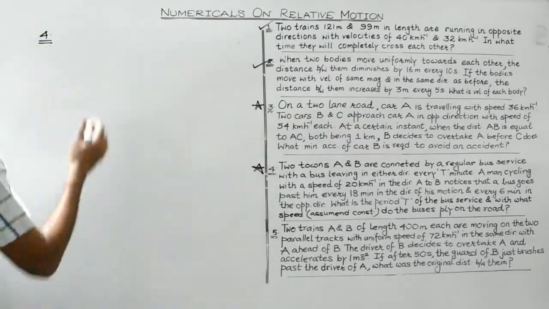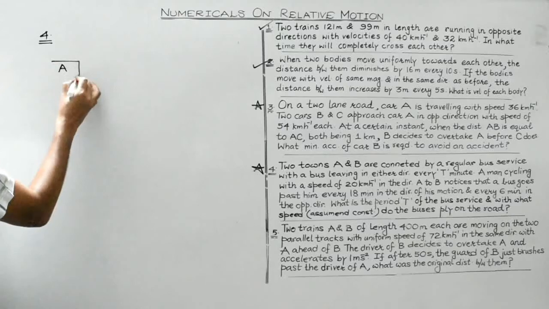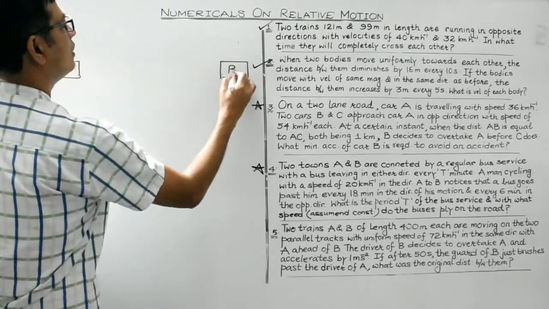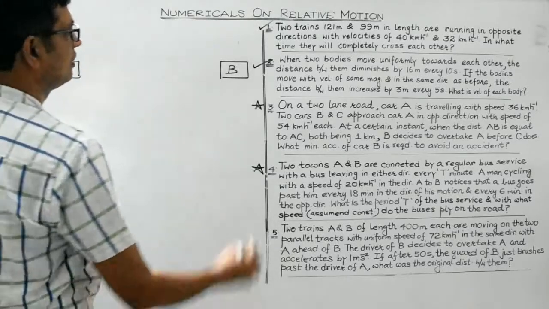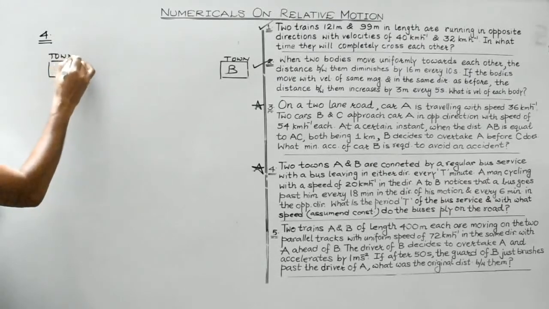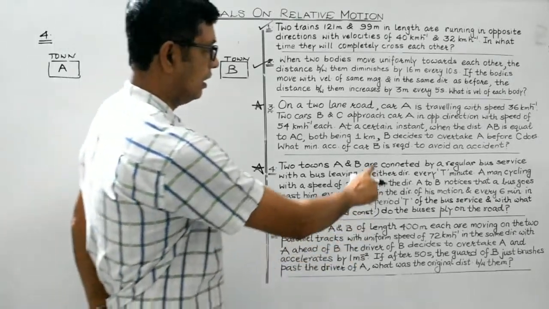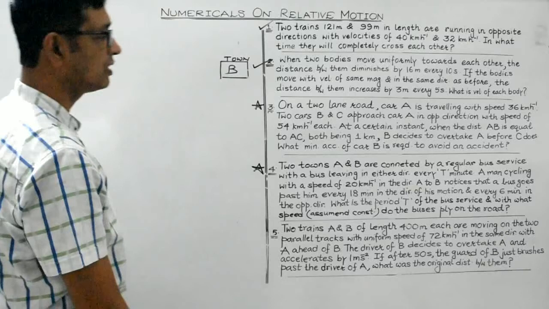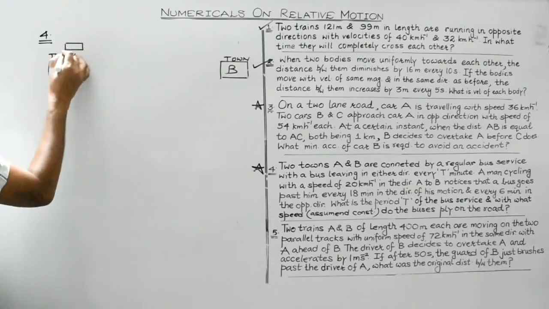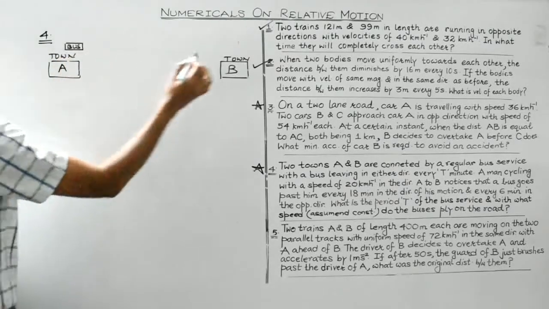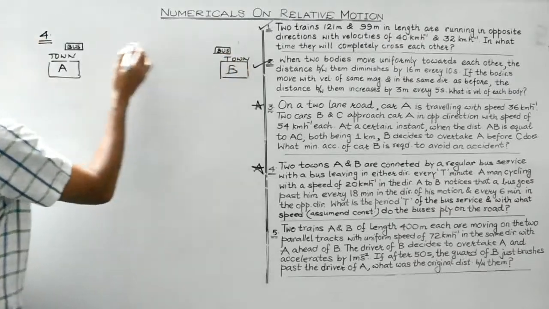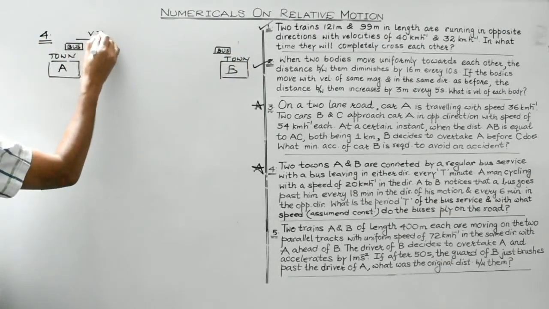Two towns A and B. This is town A, suppose. This is town B. These are the two towns, right? This is town B and this is town A. They are connected by a regular bus service with a bus leaving in either direction every T minutes. Okay, this is a bus. This is also a bus, plying between these two cities. Suppose its speed is V, which is to be calculated.